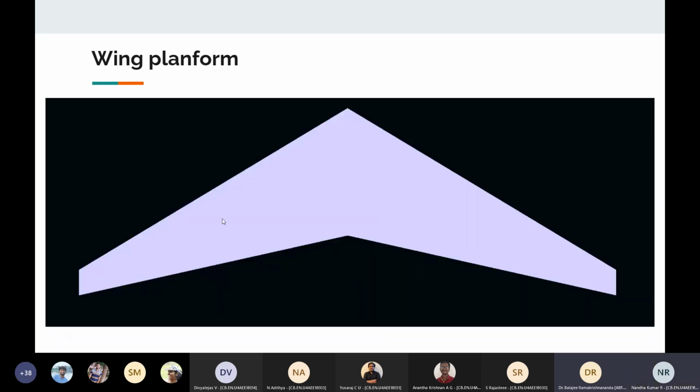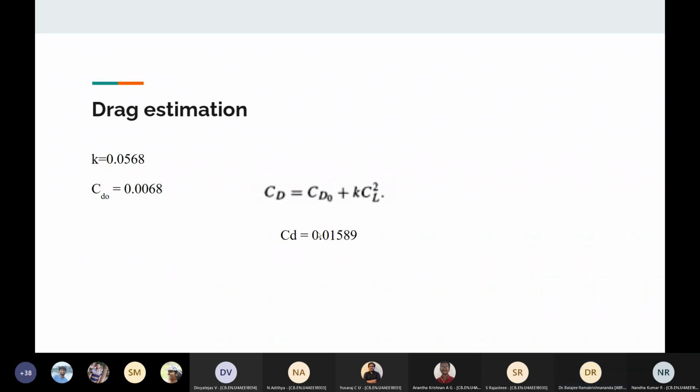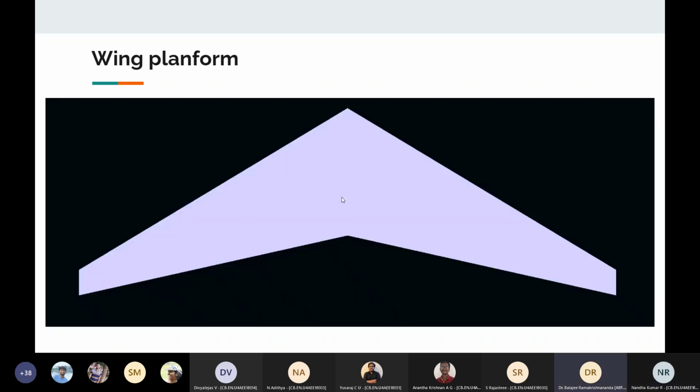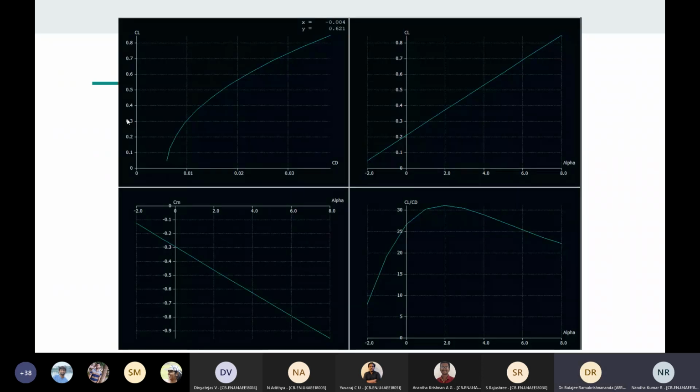What is your density at that height? Sir, 0.314. Okay, so half rho V squared is Q. Half rho V squared Q is equal to 8694, sir. That is okay. Find out the drag. That is more important. Yes, sir. This is our wing planform, sir. Our CL versus CD graph from -2 to 10 degrees, sir.